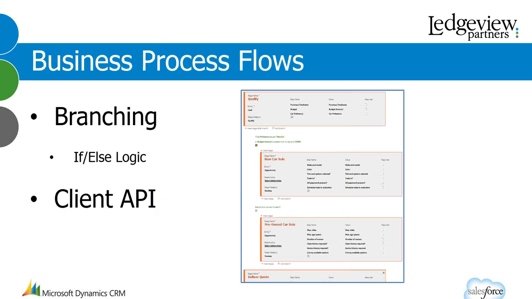Another enhancement they made was to the business process flow. The biggest thing is that they added branching to this, meaning that they had if-else logic within here. What this allows you to do is to dynamically change the process flow based on information entered in on the previous stage that they were working with. So this allows you to add additional stages to branch out based on information put into the business process flow. The other enhancement that they did was that now you can use the client API to access a business process flow and make modifications.